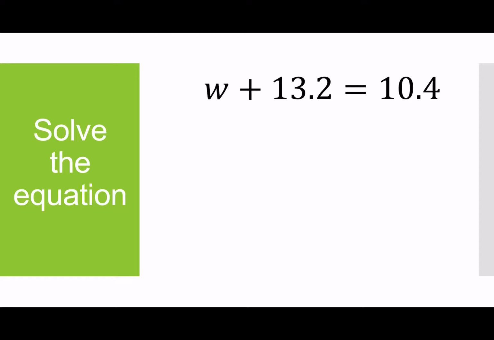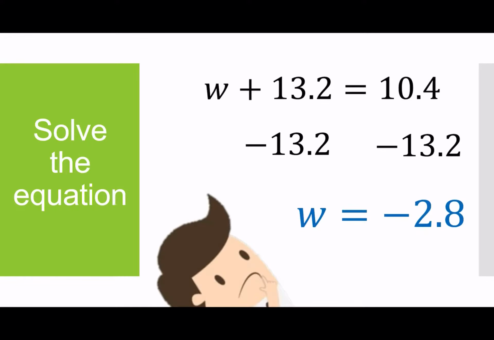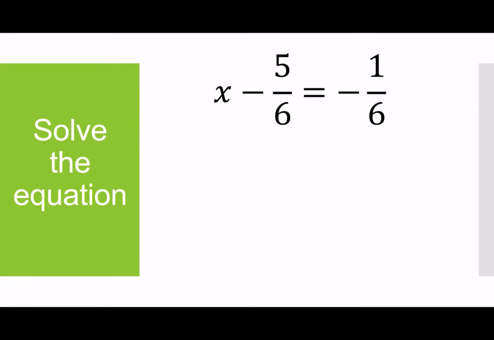Okay, the next one, w plus 13.2 equals 10.4. So again, w needs to get by itself, so I need to move that 13.2. So since it's positive, I need to do the inverse, which is -13.2. And then I'm going to subtract the 13.2 from the 10.4, which ends up being -2.8. And I can double check that by throwing the w into that equation. -2.8 plus 13.2 equals 10.4.